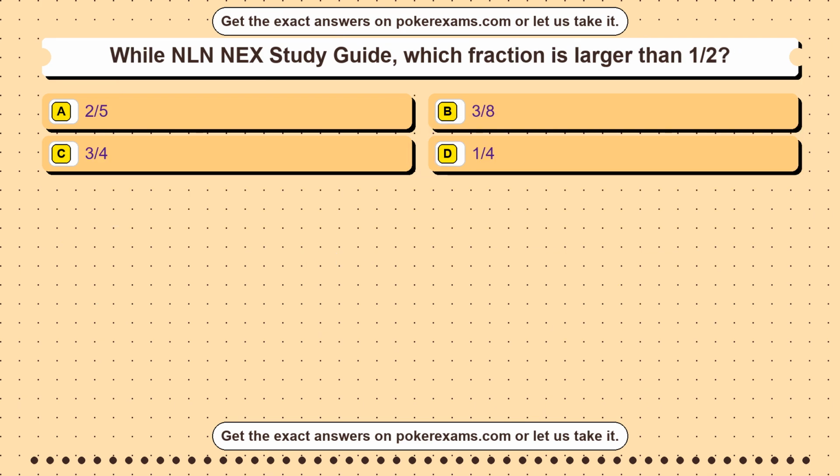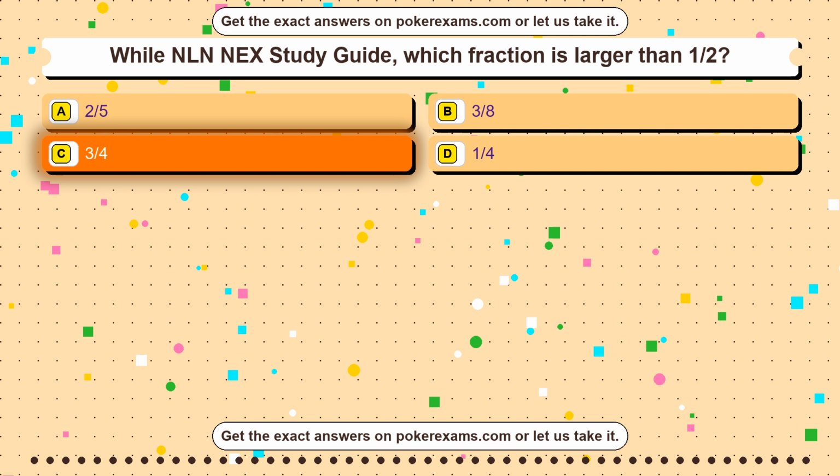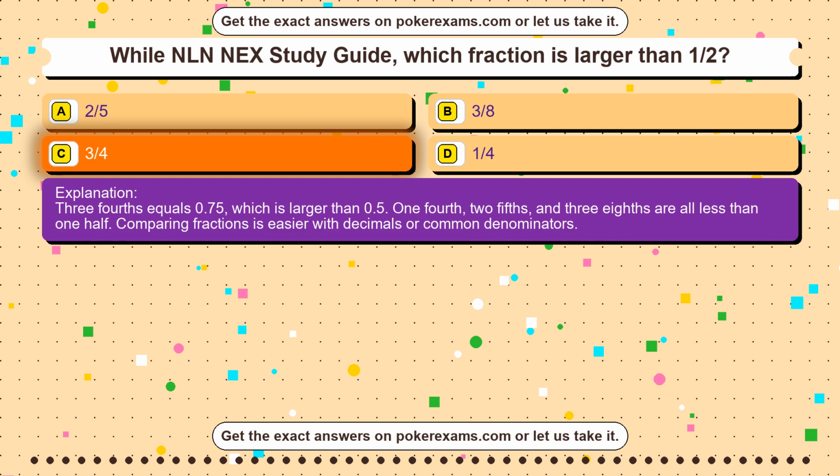Question 7. While GED scientific method practice, which point is on the y-axis? Option A, 3, 2. Option B, 4, 4. Option C, 0, 5. Option D, 5, 0. The correct answer is option C. 0, 5. A point on the y-axis has an x-coordinate of 0, so 0, 5 fits. The point 5, 0 is on the x-axis, and the other points are away from both axes. Coordinate rules make this direct.